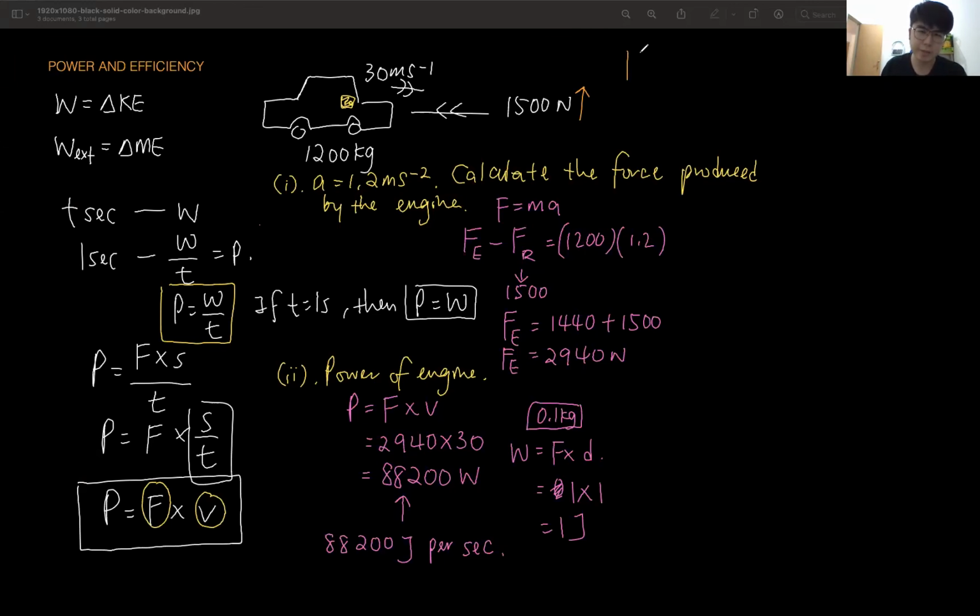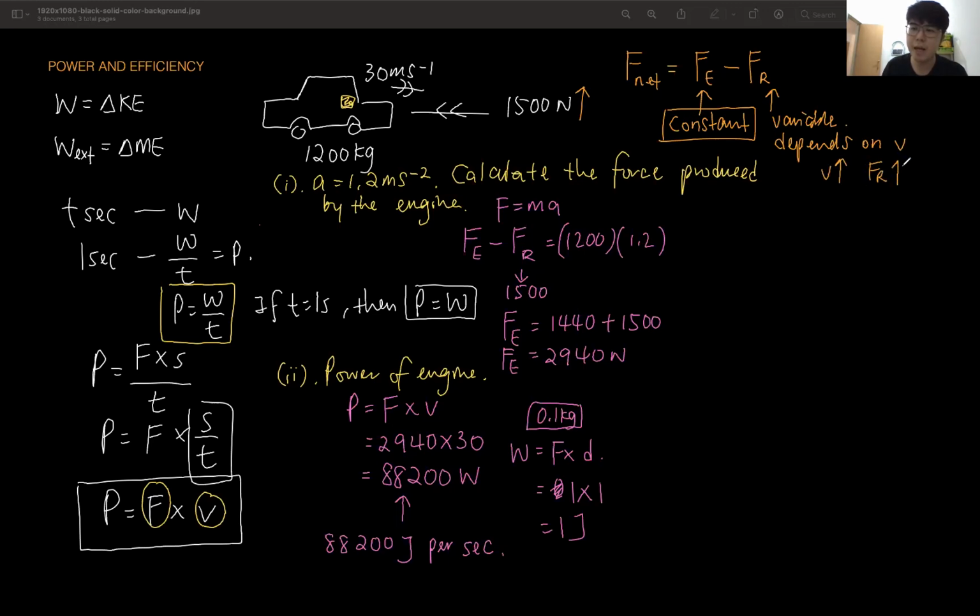I can write the equation: net force is equal to the engine force minus the resistive force, right? This engine force is a constant force, correct? It does not change. We assume that it is producing constant force, but this one is a variable force, and it depends on the speed. If the speed is high, then Fr will also be high. So when the car is accelerating, then this Fr will gradually increase.